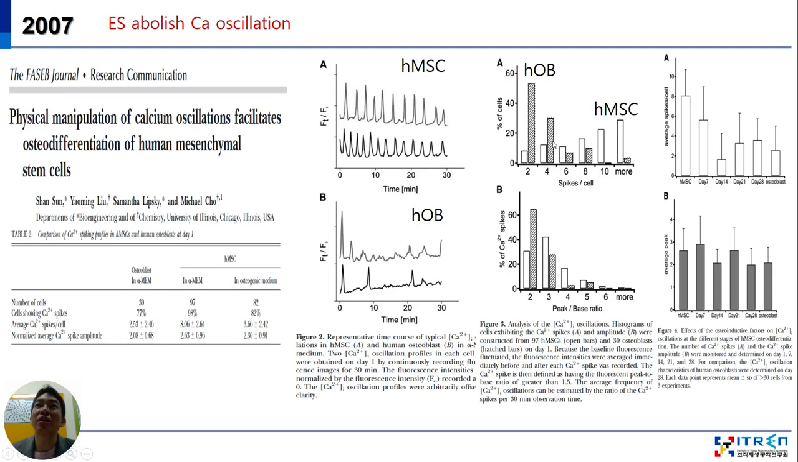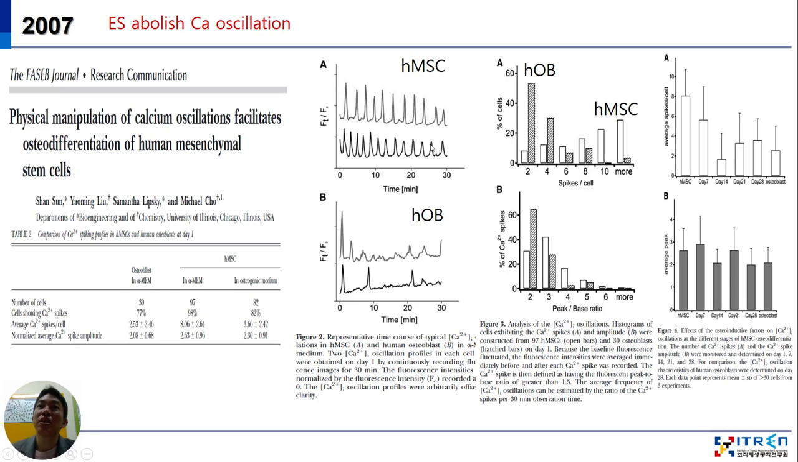But when you look at the reality, in some cell, let's say one cell, there are two peaks, two spikes during a certain period for human osteoblast, and then four peaks, six peaks, eight peaks. This means that human osteoblast cells have around 2 to 4 peaks per period. But in the case of human MSC, it's opposite. More spikes per cell per specific period, you can detect. And the y-axis is the percentage of the cell. So this means that human MSC can have more peaks compared to human osteoblast.